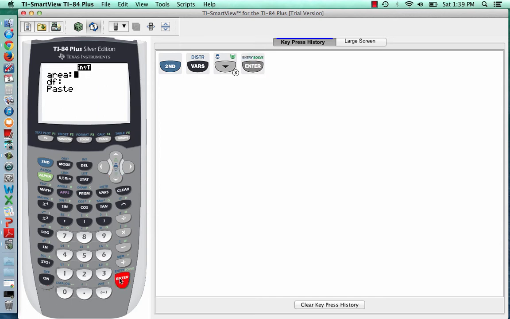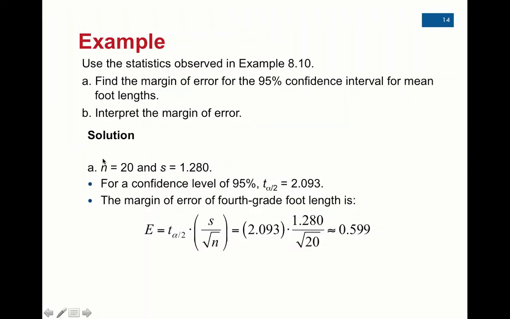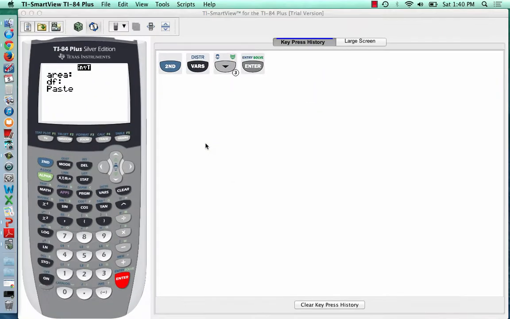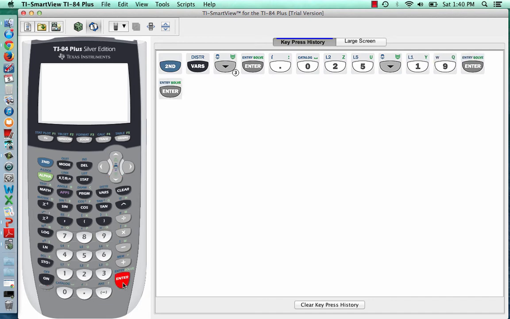So remember, inverse t is very much just like inverse norm. It knows that left area. So if we're dealing with a 95% confidence interval, then the percent in each tail is 2.5%. So as a decimal, we look up the area of 0.025. The degrees of freedom, well, remember the sample size for this problem was 20. So we type in the degrees of freedom of 19, enter it in.